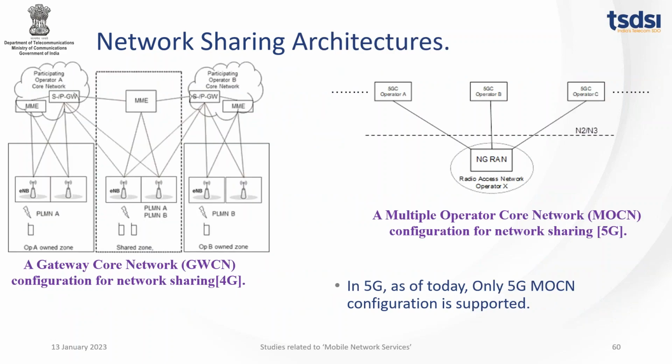This is the diagram about the network. These are the two architectural options supported from the network sharing point of view. The left side talks about the gateway core network, where if you see the eNodeB in the middle column, the eNodeB has been shared by both operator A as well as operator B. And also the MME, mobility management entity, is getting shared between operator A and operator B. So that's why it is a GWCN kind of configuration. On the right side, we have MOCN, where the NG-RAN is shared by multiple operators, that is operators A, B, and C. And there is direct connectivity from each core network to the shared NG-RAN. So this is the MOCN.